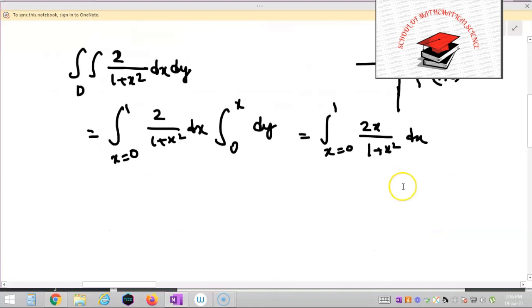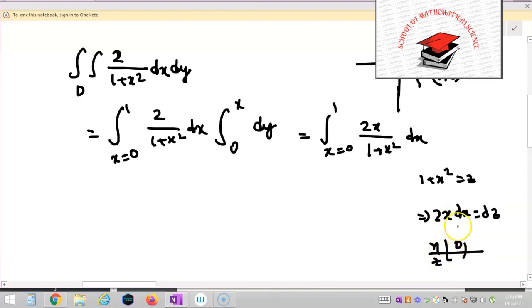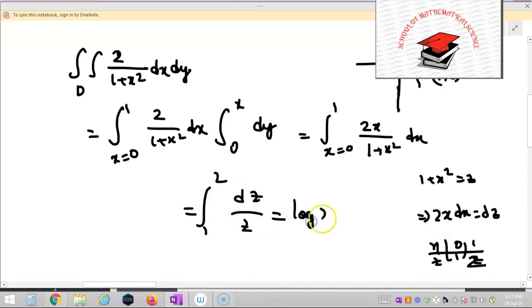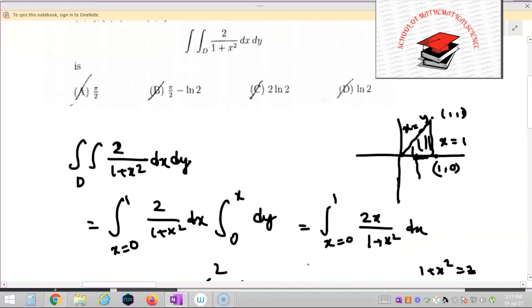So if I put 1 plus x square is equal to z, so 2x dx is equal to dz. So changing the limit, the value of x is 0 implies z equal to 1, the value of x is 1, the value of z is 2. So integration 1 to 2 dz by z, so log z, lower limit is 1, upper limit is 2, so log 1 is 0, so log 2. Okay, so let's see the options. So log 2, you can see that this is our option D, so option D is our correct option.